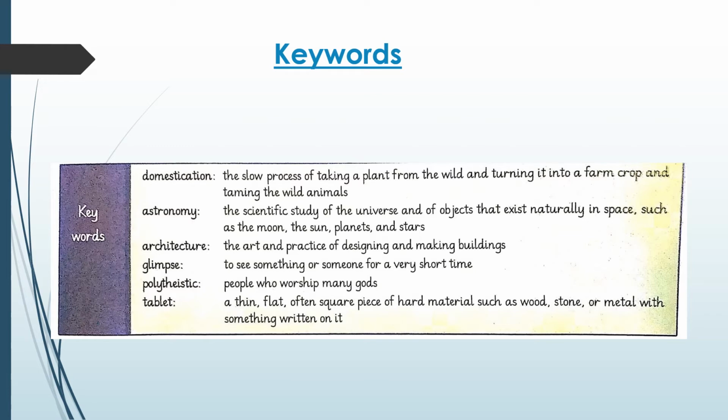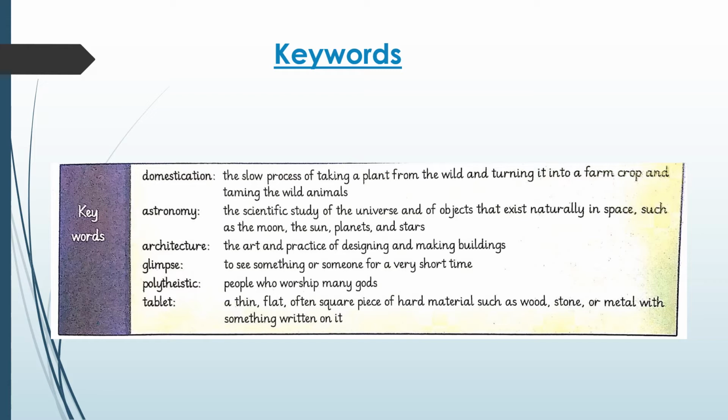Keywords that we have learned in this chapter are: domestication, the slow process of taking a plant from the wild and turning it into a farm crop and taming the wild animals. Domestication means that when we take a wild plant or wild animal and we keep it with ourselves and tame it, so that we can make them livable with us. So this is called domestication. We do plant domestication as well. We do animal domestication as well.